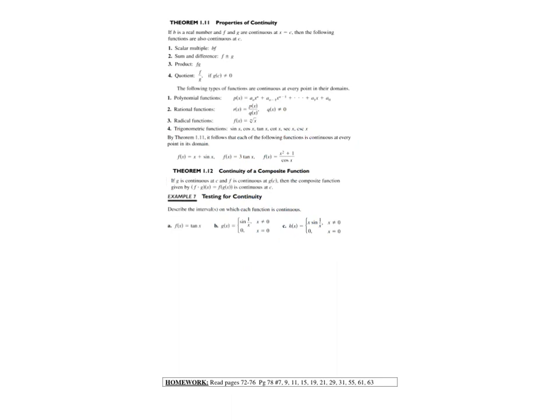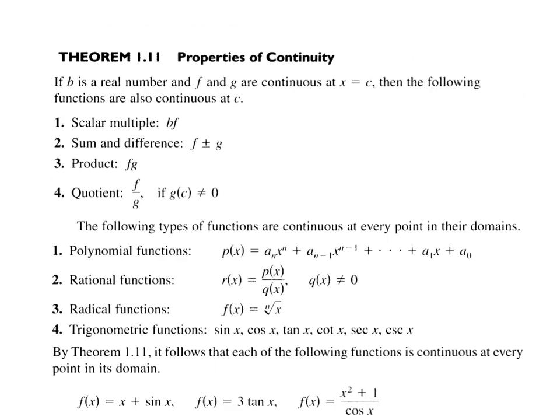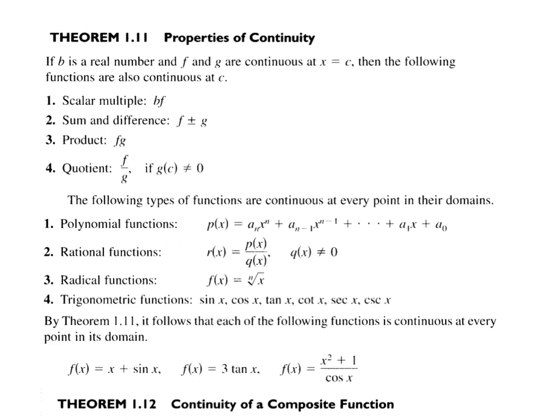So let's sum all this up by looking at some properties of continuity. A number of these things we've observed already, but I want to state them here and make a couple of observations, and then we'll see how we can actually use this. So, some properties of continuity. It sets the stage here for us. B is a real number. F and G are continuous at x equals c. Then these are also continuous.